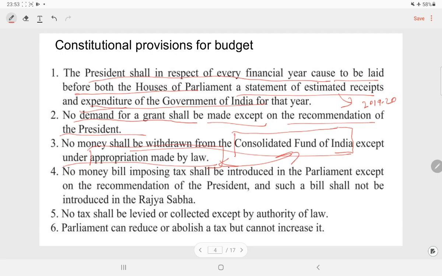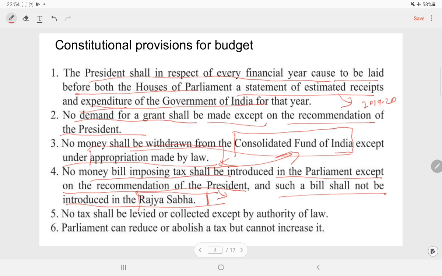So this is basically a fund where all the money of Indians are there, and I will be discussing it in this video only. And also some other provisions are: no money bill imposing tax shall be introduced in parliament except on the recommendation of president, and such a bill shall not be introduced in Rajya Sabha. Okay, so until and unless president is giving an approval, that budget could not, because budget is a money bill, it cannot be imposed in parliament without the recommendation from president, and it can also not be introduced in Rajya Sabha.